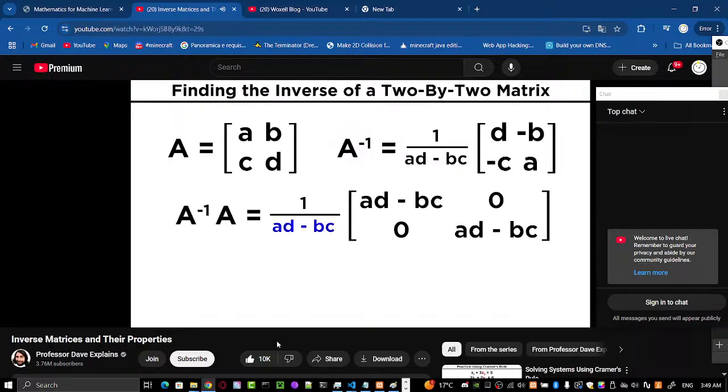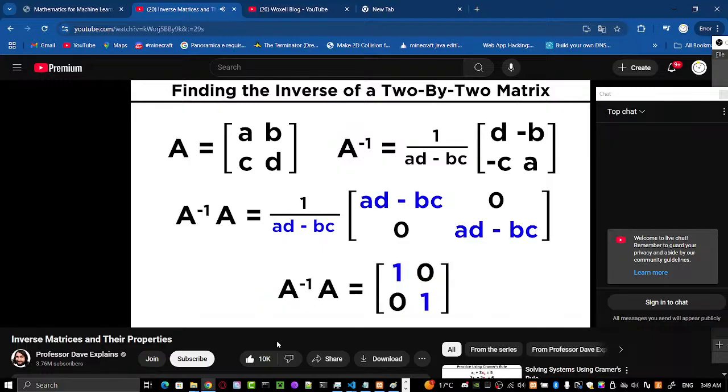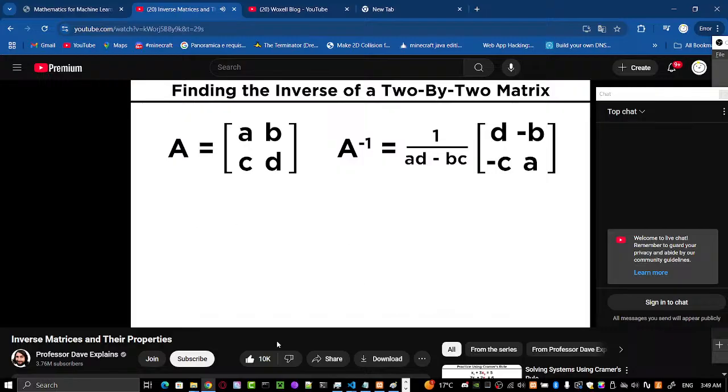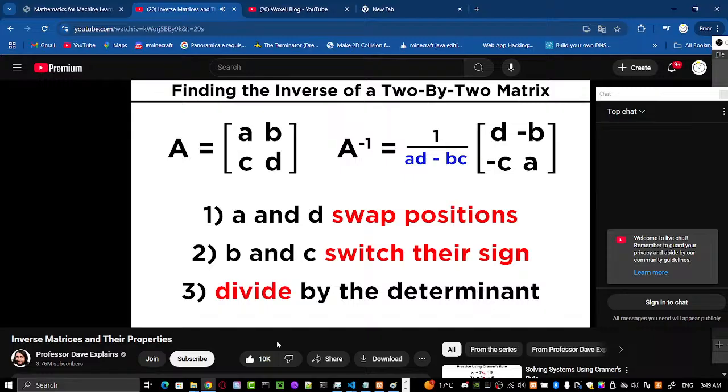Now we can divide by the determinant like we originally said, meaning each entry in the matrix will be divided by AD minus BC. AD minus BC divided by AD minus BC is 1, and the zeros don't change. So we are left with this 2 by 2 identity matrix, just like we expected. So that's how you get the inverse of a 2 by 2 matrix. You swap A and D, change the sign on B and C, and divide by the determinant of the original matrix. Let's try a concrete example to make sure we have this.